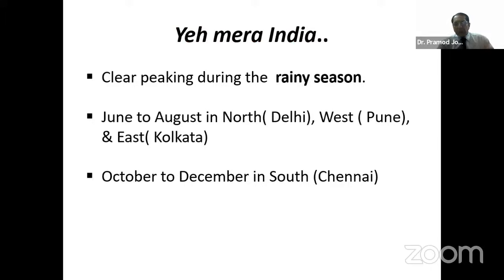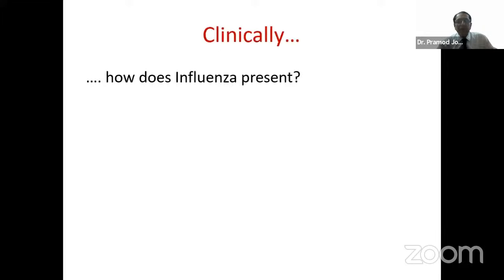And as I told you, the rainy season is the one where there is definite peaking of the influenza viruses. Between June to August in the north, west, and east, and from October to December in the south. Remember, out of H1N1 and H3N2, it has been found recently that H3N2 is the one which is responsible for severe illnesses. And we must remember that the vaccine contains H1N1 as well as H3N2. And it is necessary that we give this vaccine to children between 6 months and 5 years, and later on to those who are at a higher risk of getting influenza.